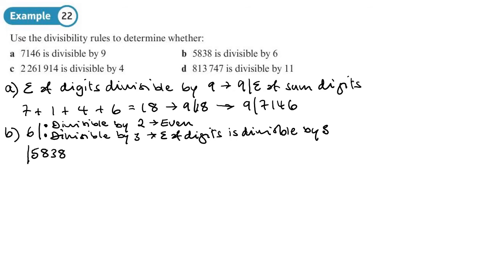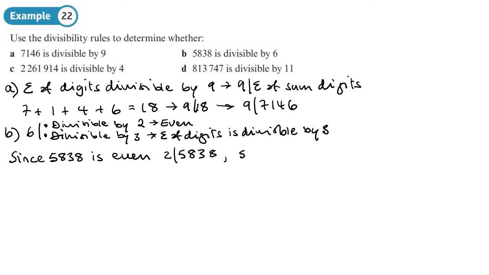So first of all, 5838 is divisible by 2 because it's even. Or you could say, probably better the other way around, because it's even, it's divisible by 2. So since 5838 is even, 2 divides 5838. Right, to prove that it's divisible by 3, the sum of the digits needs to be divisible by 3.